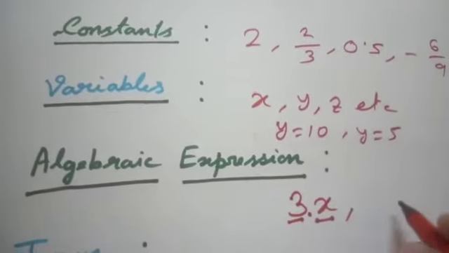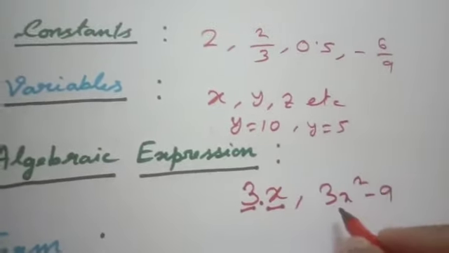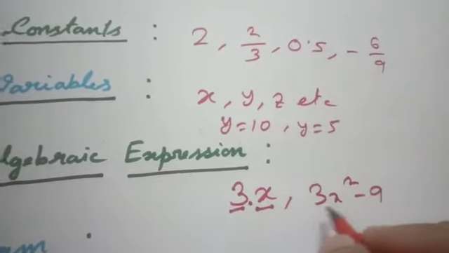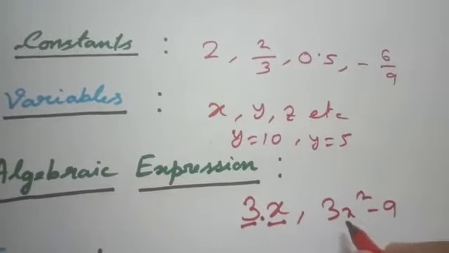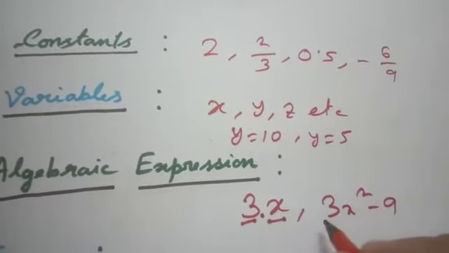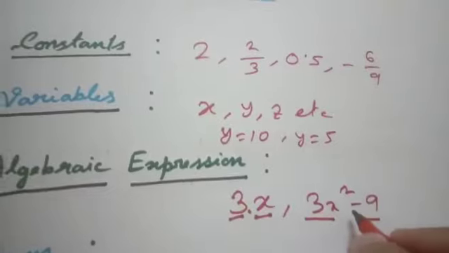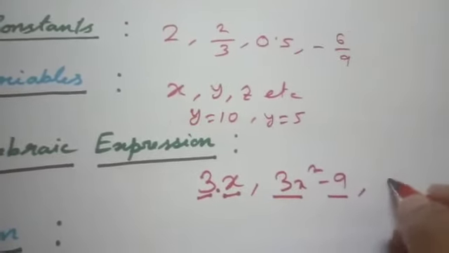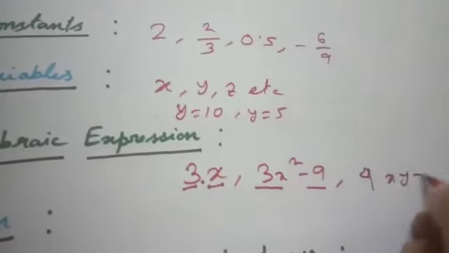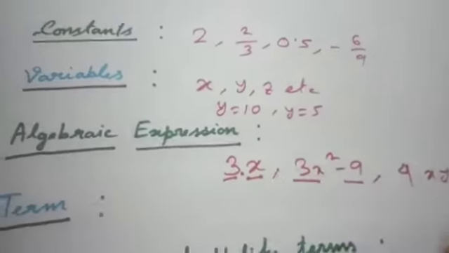Let's see another example. 3x square minus 9. Here 3x square means 3 into x square. So constant and variable are connected by the into sign, and 3x square and 9 are connected by the minus sign. So it is an algebraic expression. Another example, 4xy plus 10. All are algebraic expressions.